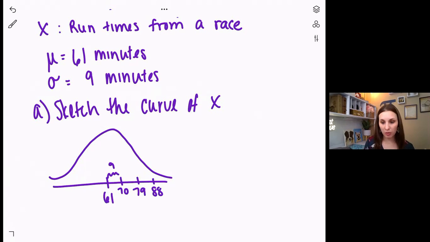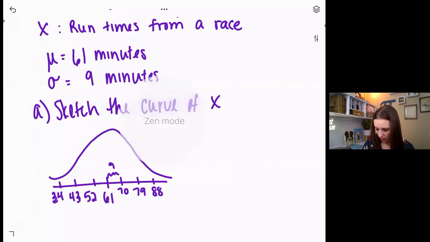And then we go below the mean, down 9, down 9, down 9. Is that right? I don't think that's right. Sorry about that. 34. Okay, so this is the sketch of a normal curve for a normally distributed variable with a mean of 61 and a standard deviation of 9.